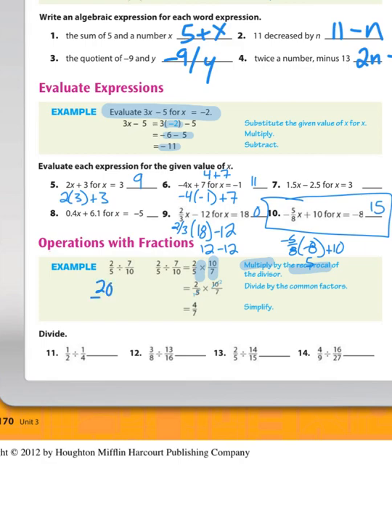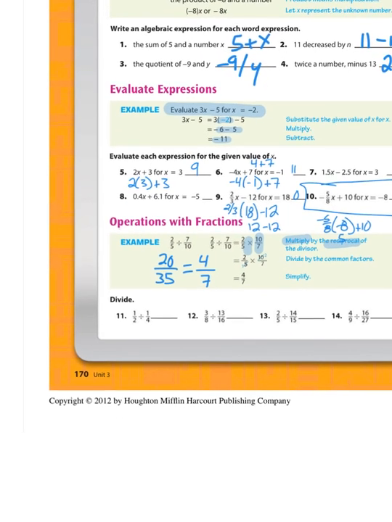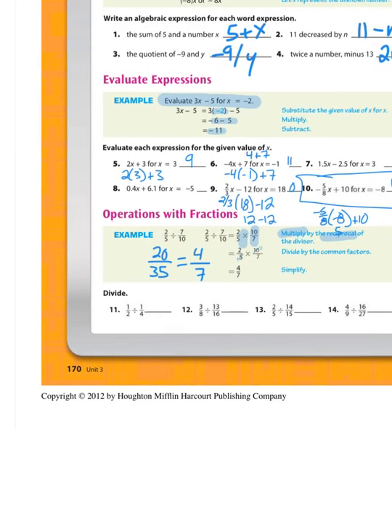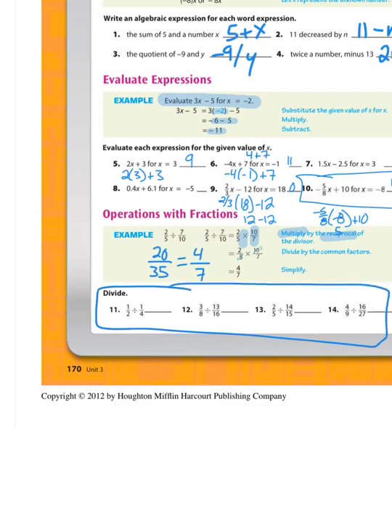2 times 10 is 20. 5 times 7 is 35, and then simplify. So I know 20 and 35 are both divisible by 5. 20 divided by 5 is 4. 35 divided by 5 is 7. So my answer is 4/7. All right, pause the video, pick 2 of the bottom 4 to try, and then play it back and see if you got it right. Go.